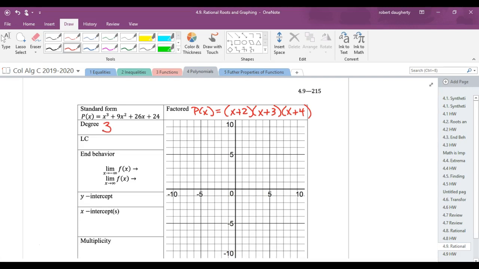What's the leading coefficient? 1. So third degree with a positive coefficient, what's the end behavior going to be? It's going to look like x cubed. It's going to go up on this side and down on this side. So that's going to be negative infinity, infinity. What's the y-intercept here?